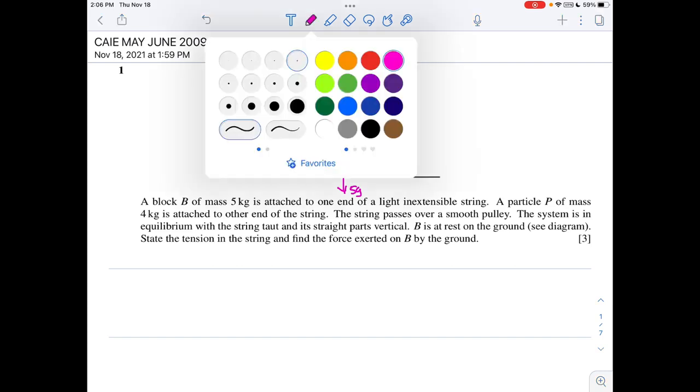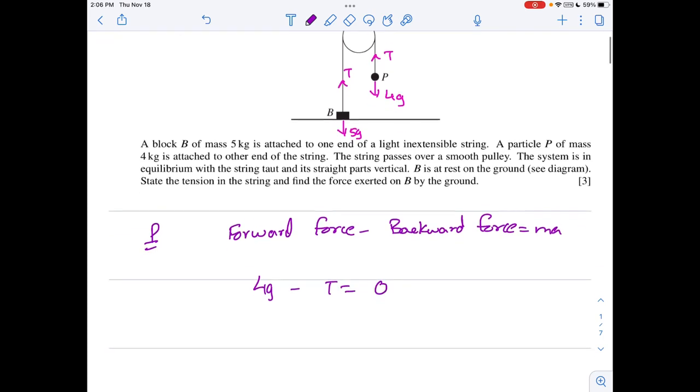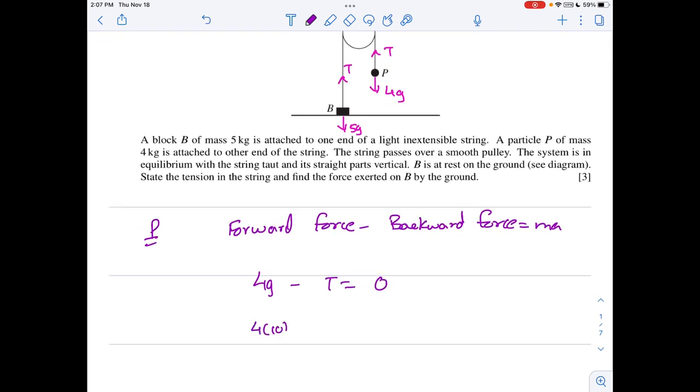So for tension in the string, we consider that particle P. Forward force minus backward force is equal to MA. The forward force is 4g minus tension is equal to, it is at rest, so 0. 4 times 10 is equal to tension. So what is the tension in the string? It is 40 newtons.